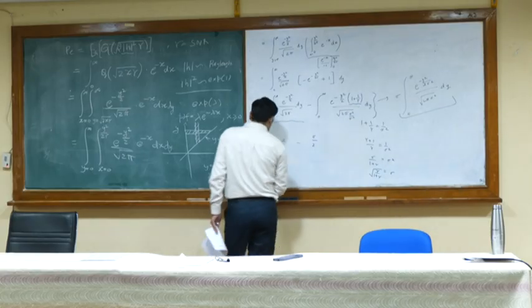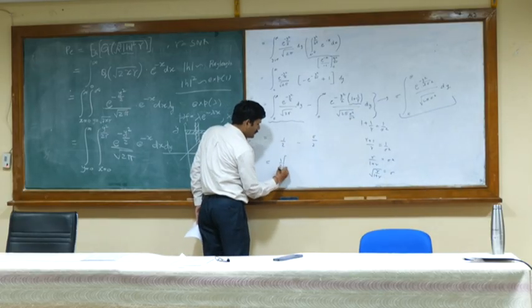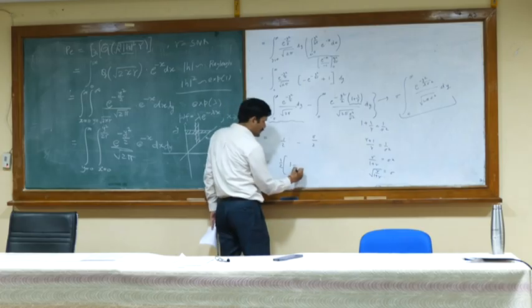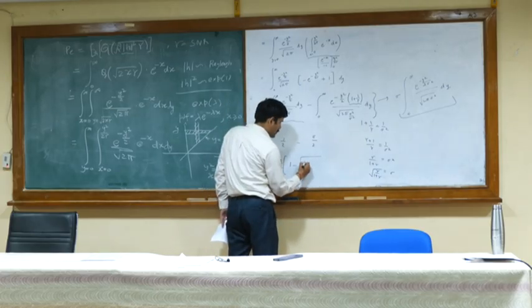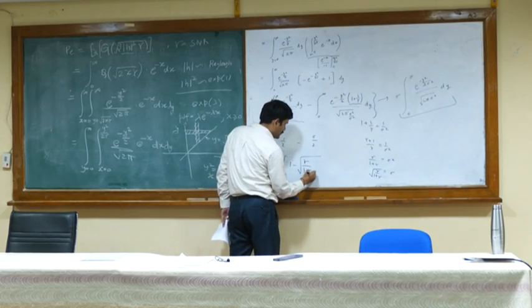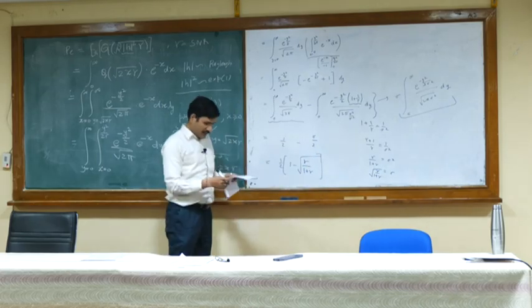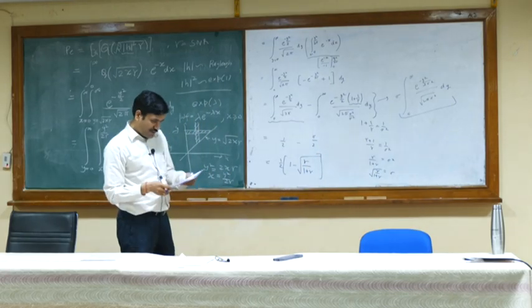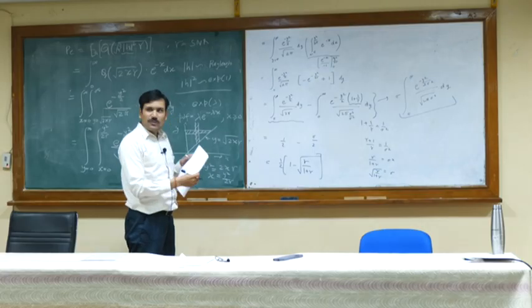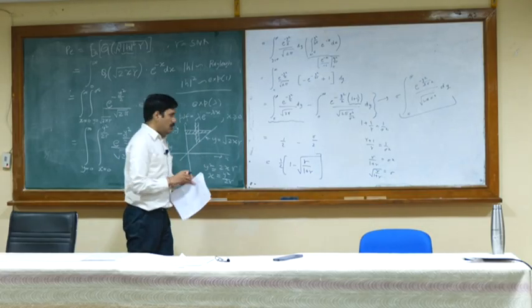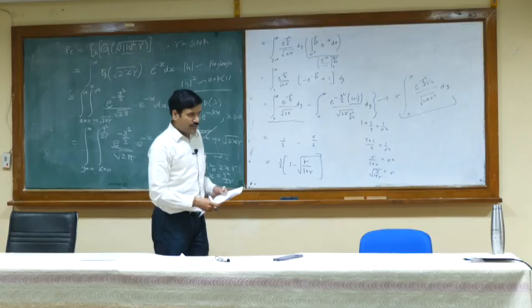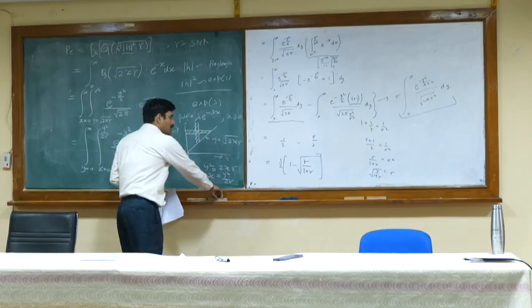So what will we get finally? 1 by 2, 1 minus square root of gamma divided by 1 plus gamma. This is the same thing that we have to prove. Any doubt here?